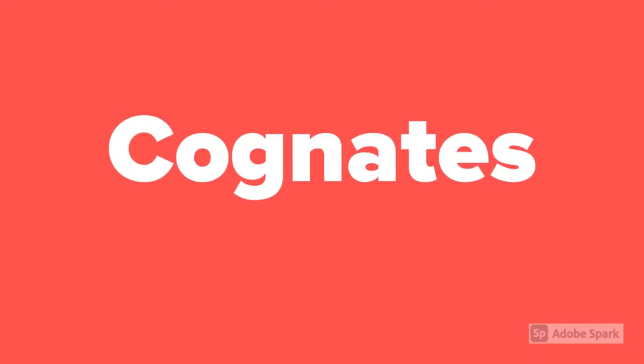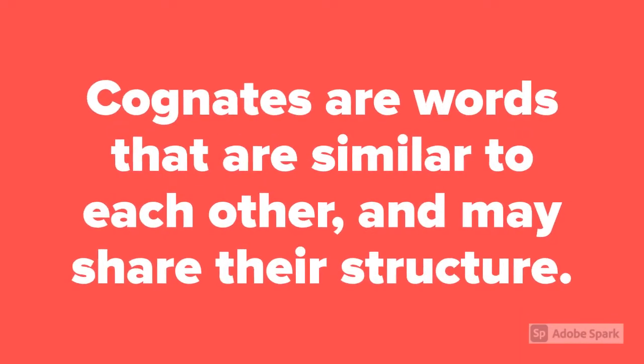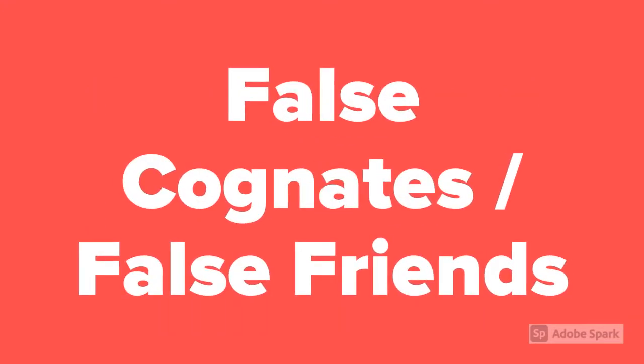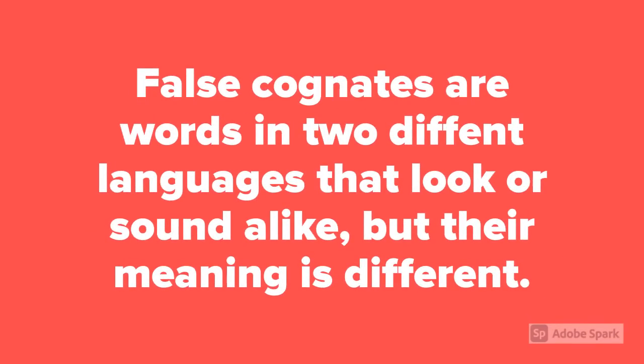First of all, we're going to talk about cognates. Cognates are words in two different languages that look alike and may share a similar structure. Today, we will talk about one type of cognates, which are false cognates or false friends. False cognates are words in two different languages that look or sound alike, but their meaning is quite different.